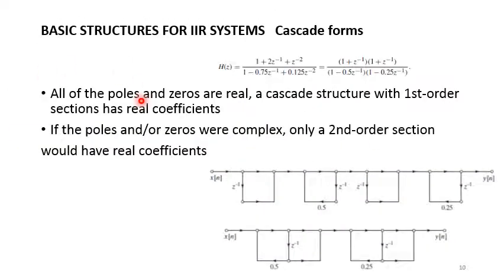So let's consider an example. For example, we are given a system function that has a value equal to this one. Because all the poles and zeros are real, that means we can cascade the structure with first order sections which will have real coefficients. If the poles or zeros were complex, only a second order section would have real coefficients.